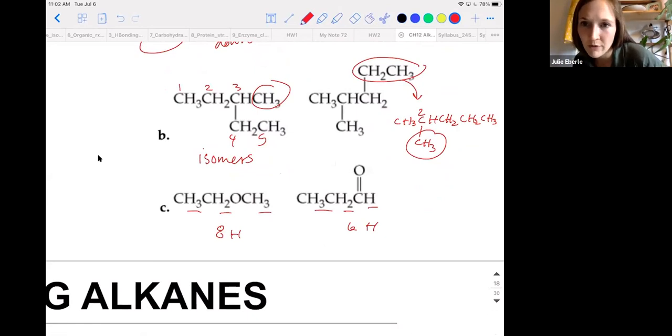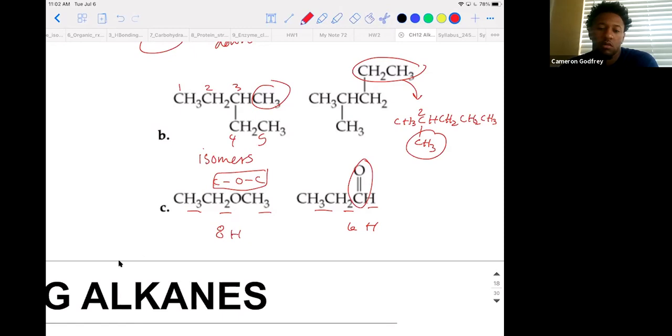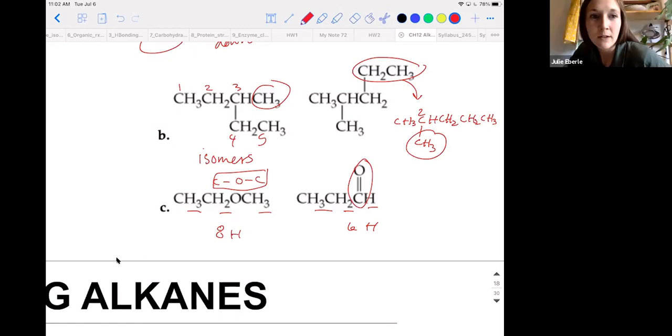You don't even have the same number of atoms, at least when it comes to the hydrogens. So this is definitely unrelated. You've got a carbon-oxygen double bond here, and this is a carbon-oxygen single bond here. Okay, now anybody remember what functional group that is on C? Carbon, oxygen, carbon. Is it an ether or an ester? Ether. It's an ether. Is that Cameron? Good job. Okay, so these are unrelated.